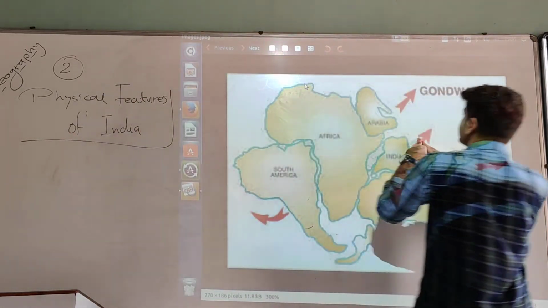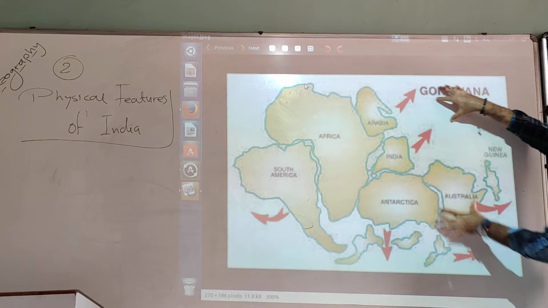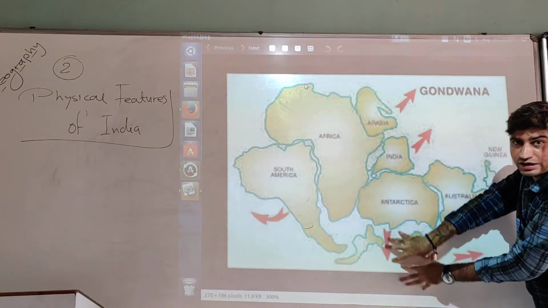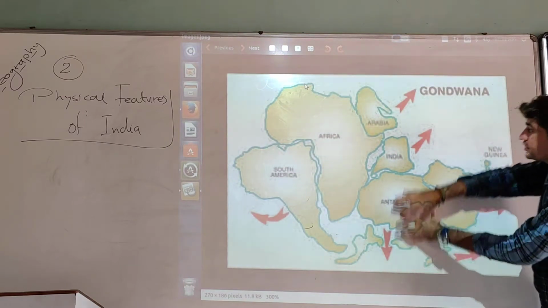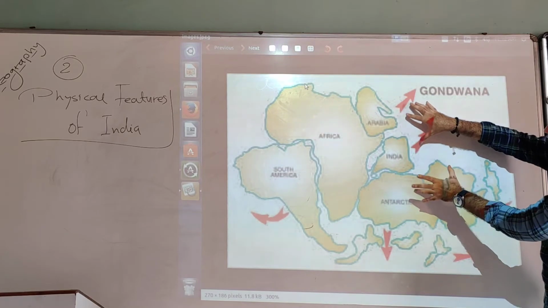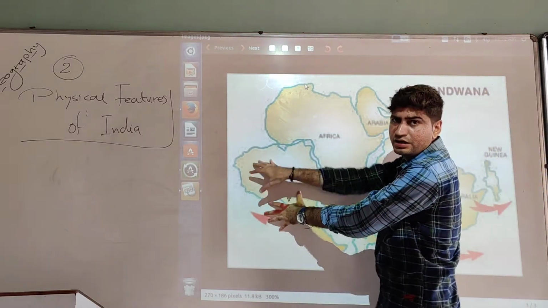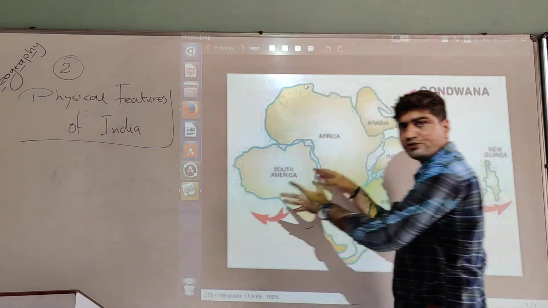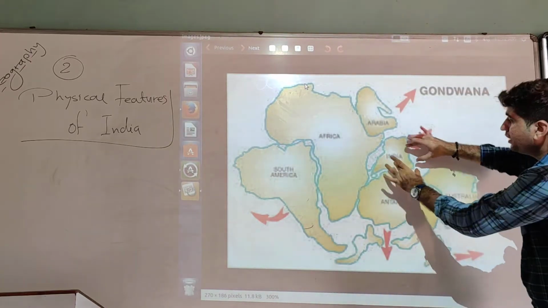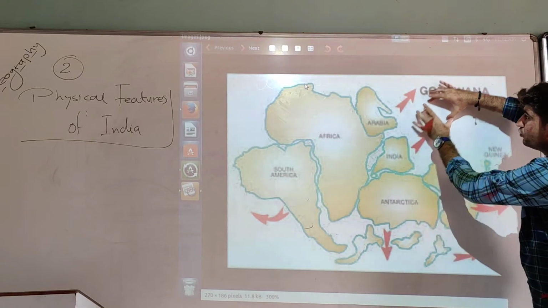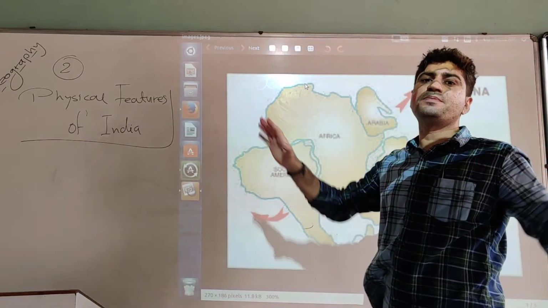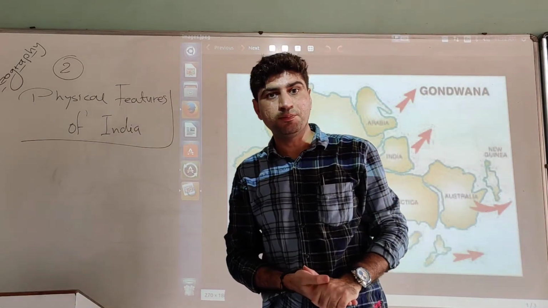As you can see by the arrows, the plates moved in different directions. Australia went in a different direction, Antarctica southwards, India northwards, and South America towards the west. India gradually shifted towards the north, and in the north there was a much larger plate called the Eurasian plate.